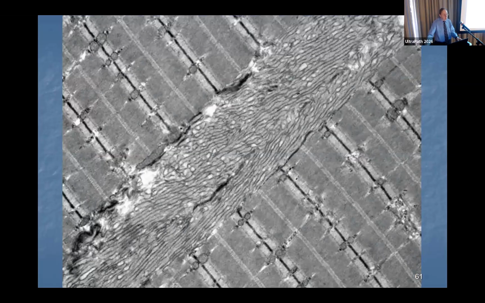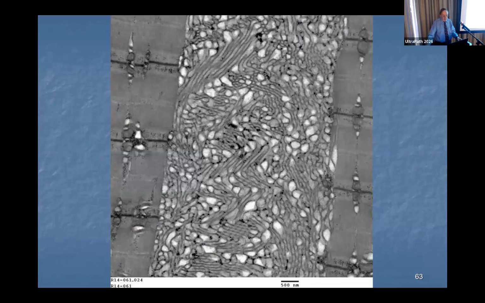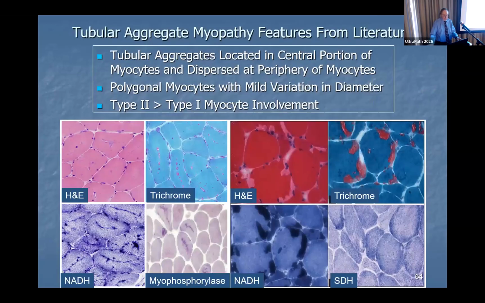You see all these tubular structures that are present, separated between the typical set of muscle fibers. These are in the area where you would typically see the sarcoplasmic reticulum. You can see some of them in longitudinal section as well as cross section. It has this very tubular structure to them. And here we see some oblique and intersecting each other as well as cross sections. So this is a fairly characteristic appearance for tubular aggregate myopathy.